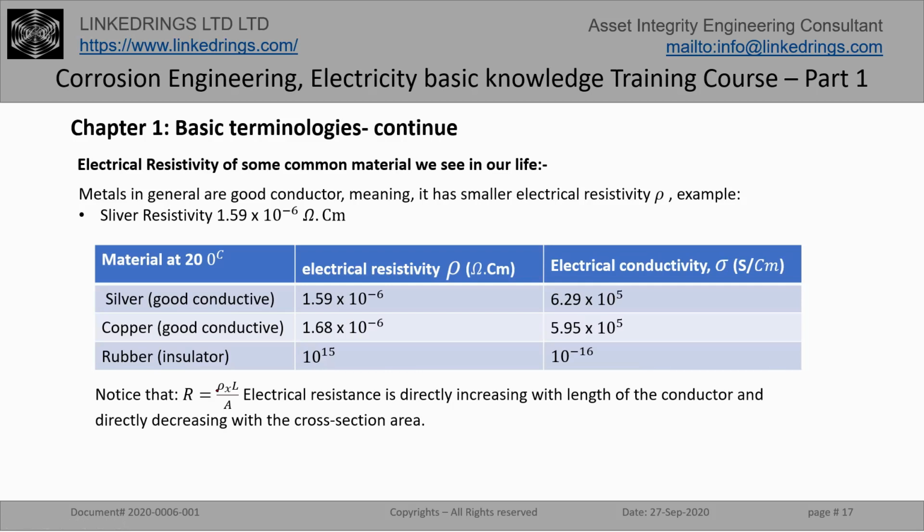We notice that the resistance is equal to the resistivity times the length divided by the area. What does that mean? If the length is increased, the electrical resistance will increase. If the cross-sectional area increases, the electrical resistance will decrease. The bigger the area, the smaller the resistance. The bigger the length, the larger the resistance. So a longer wire has more resistance than a shorter wire. A thick wire will have less resistance than a thin wire.